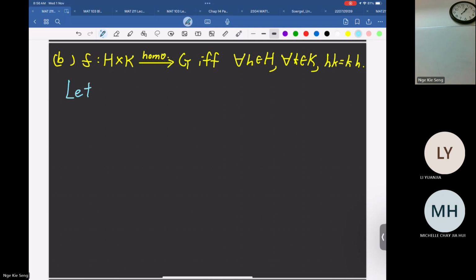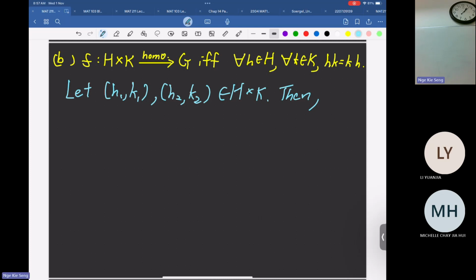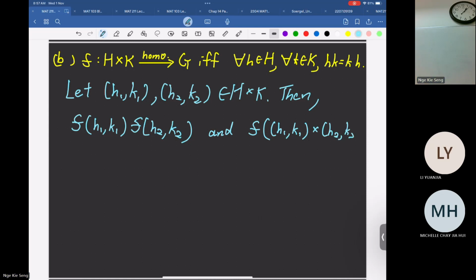So let's take 2 elements inside my group. Okay, then what? Then you can do 2 computations here, right? What are the 2 computations you need to do to check homomorphism? f of ab, and f of a times f of b. In our case, f of a is h1, k1, and f of b is h2, k2. And f of ab is f of h1 k1 times h2 k2.